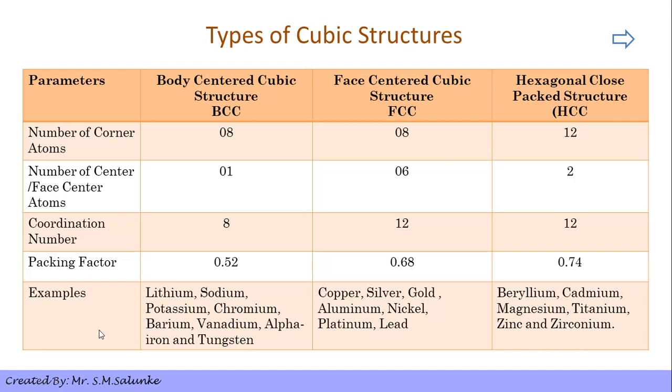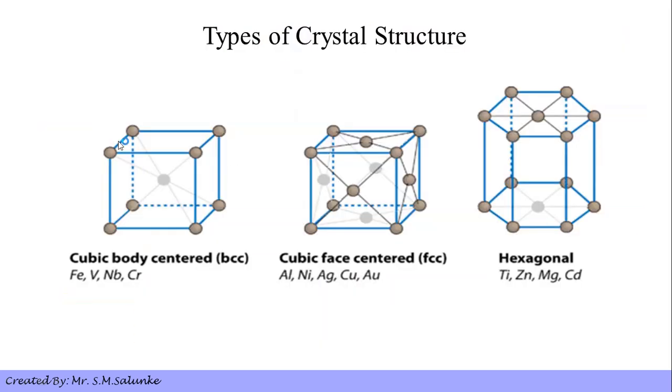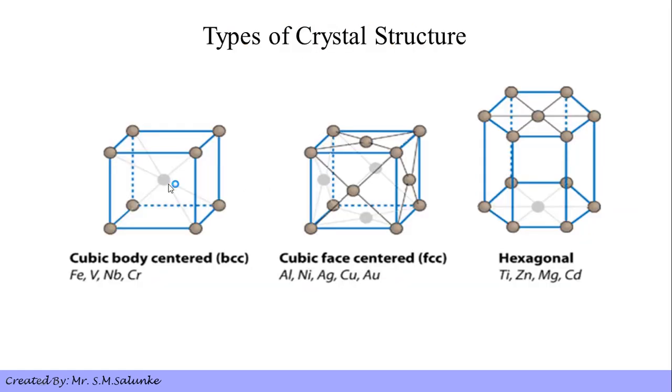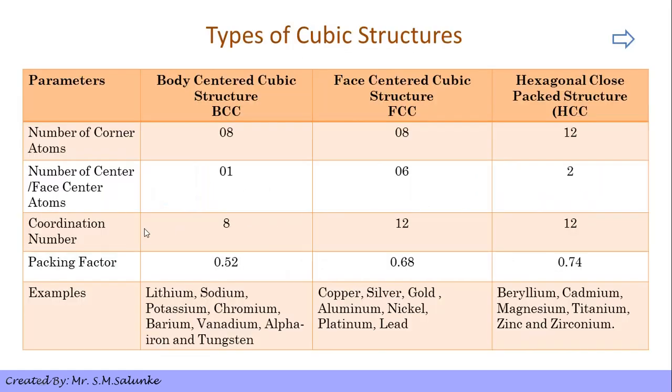So as we can see, the body center cubic structure, that is BCC, has 8 corner atoms. Here 1, 2, 3, 4, 5, 6, 7 and 8. One center atom, as we can see, this atom which is the center atom. Coordination number is 8 and packing factor is 0.52. We will discuss these two concepts in the next slide. As of now, just remember the numbers. Like for BCC, the coordination number is 8 and packing factor is 0.52.